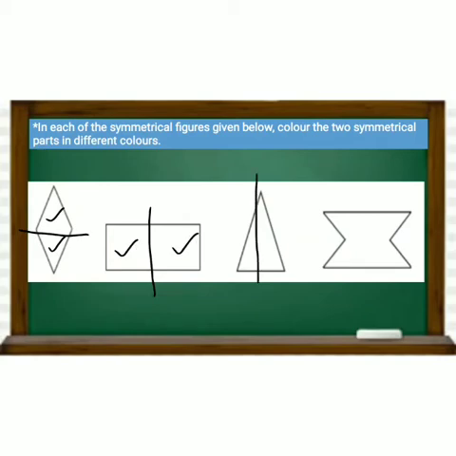Again in this picture also you can draw a symmetrical line, children, and in this also you can fill the two different colors. Again in this picture also you can draw horizontal and vertical, both the lines. I am drawing vertically, so here we get two equal parts and you have to color them in two different colors. This way, children, you have to color the two symmetrical parts in different colors.